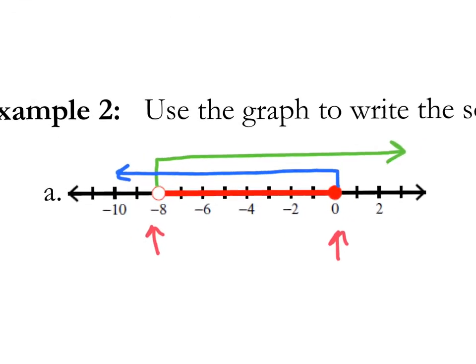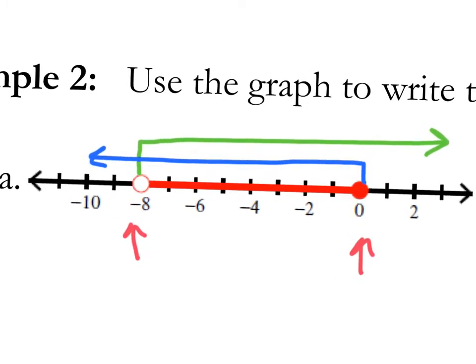And how would I write that? Well, look at the green one. It's going to the right of -8. So if I have X, I know it has to be greater than -8. And it's not underlined because it's an open circle. Now look at the second part. The blue arrow, that's going to the left of 0. So X is less than 0. And I actually have to underline that one because we have the circle filled in.